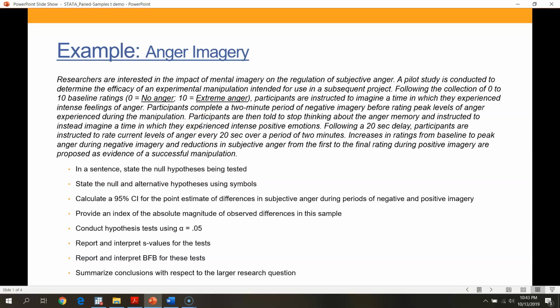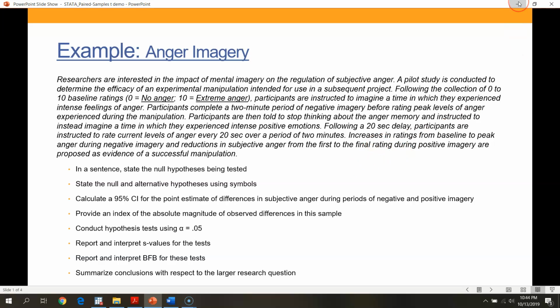We're then telling people to stop thinking about the anger memory and instead imagine a time where they experienced intense positive emotions. Every 20 seconds, participants are asked to rate current levels of anger on that same 0 to 10 scale for a period of 2 minutes. And so what we're looking at is increases in rating from baseline to peak anger during negative imagery, and reductions of subjective anger from the first to the final anger rating during positive imagery. This is going to be evidence for successful manipulation.